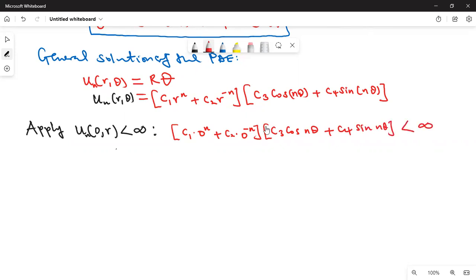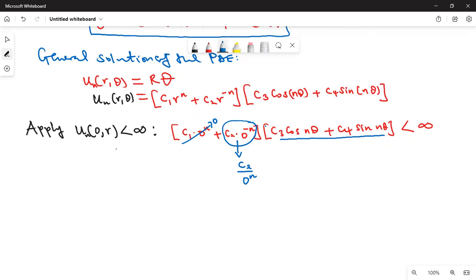It should be finite. Now look at here. This one can be written as C2 divided by 0 raised to n. That's how you can write it. And this one is C1 times 0, which is 0. So, and you know, anything divided by 0 should give us infinity. So it's like we are saying infinity times the whole of this other bracket is less than infinity.